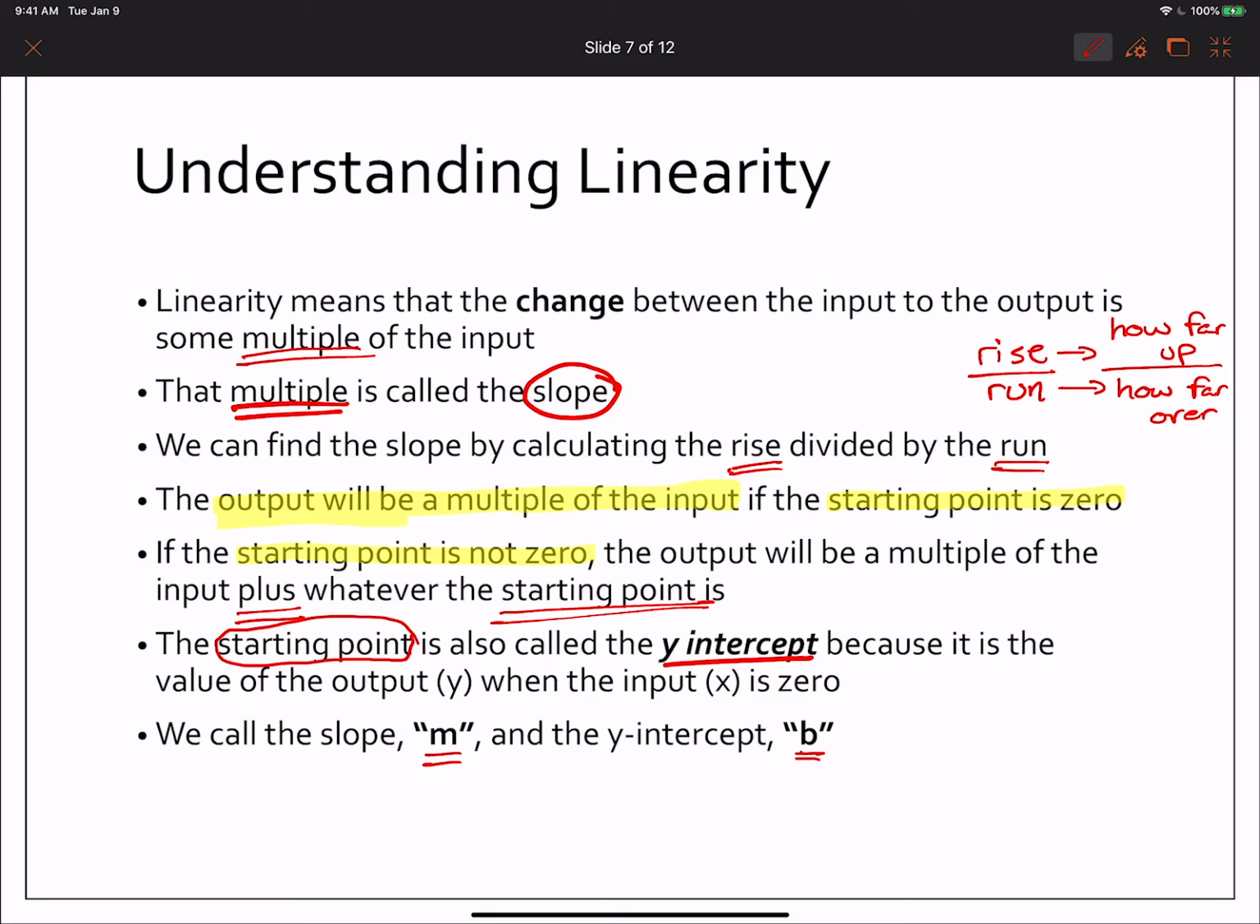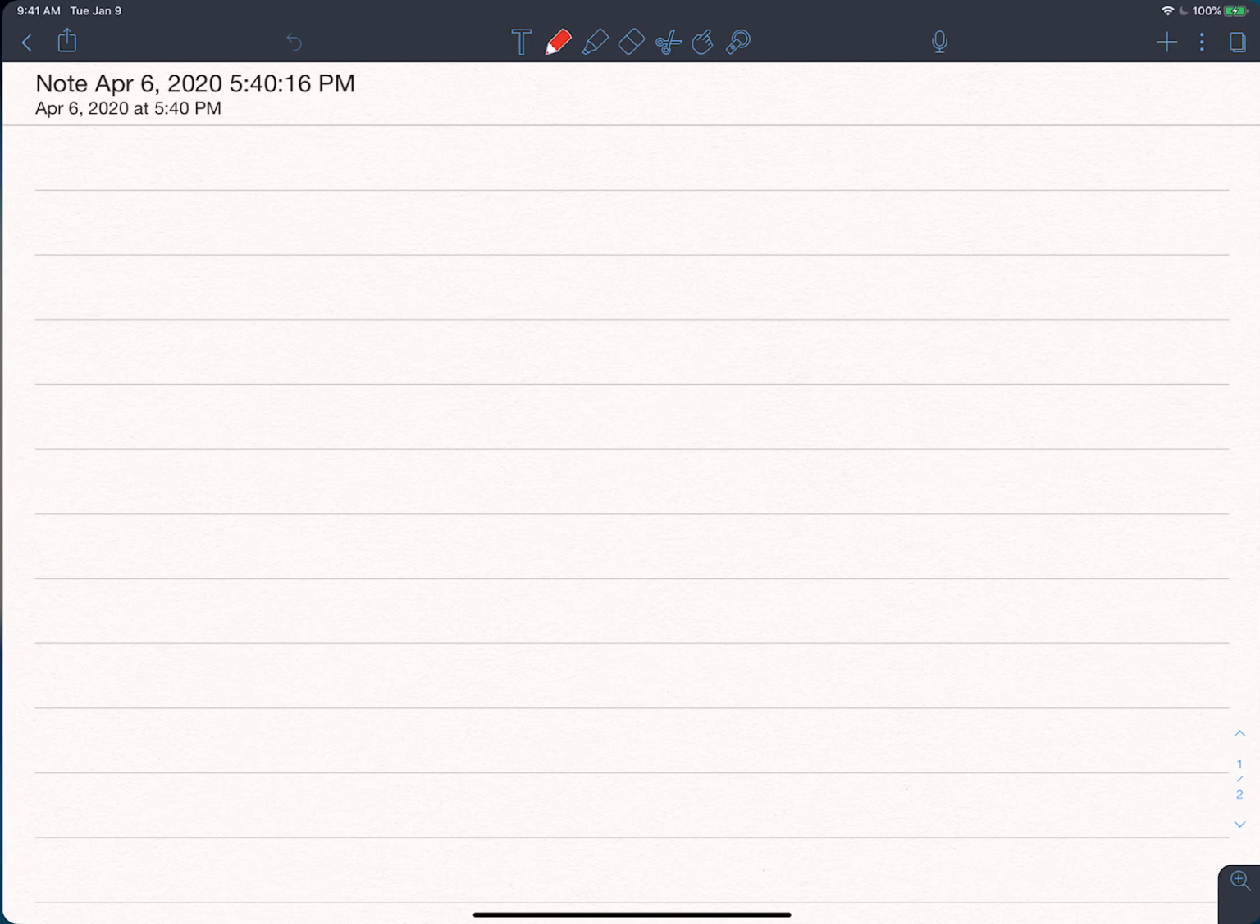Those are a little bit more than just general names, because almost always that's what you'll see: the slope is called m and the y-intercept is called b. So the slope is m, the y-intercept is b. So let's say that one more time. The y-intercept is basically the value of the output when our input is 0, meaning we put nothing in. What do we end up with? So let's look at an example really quickly.